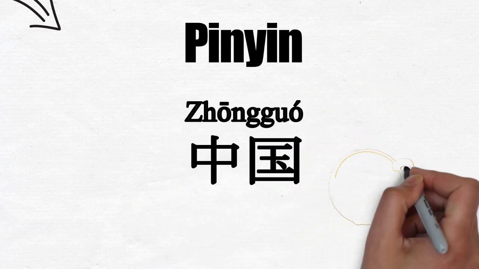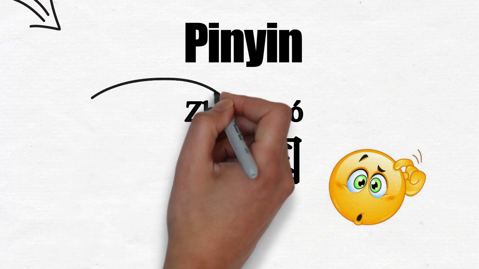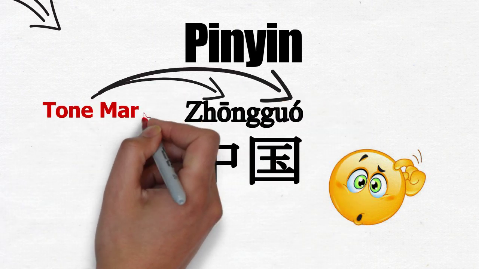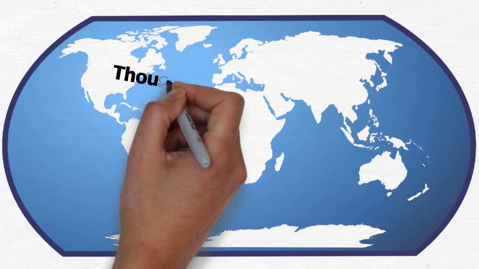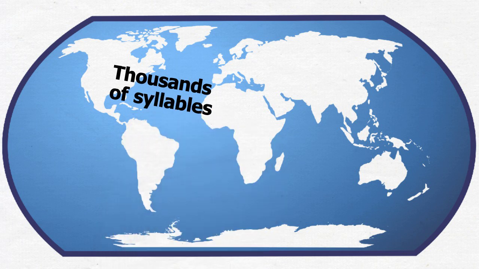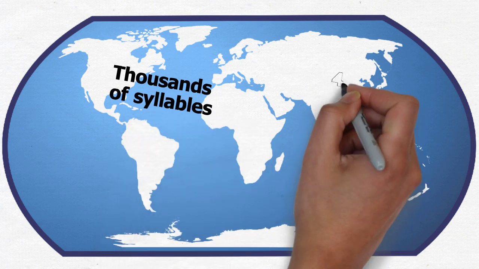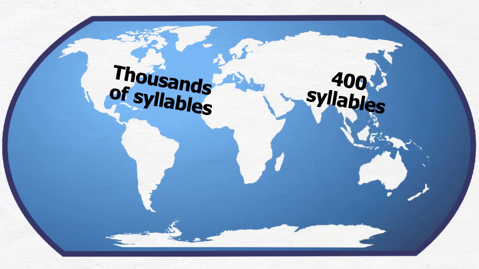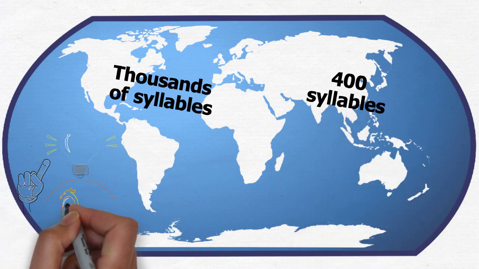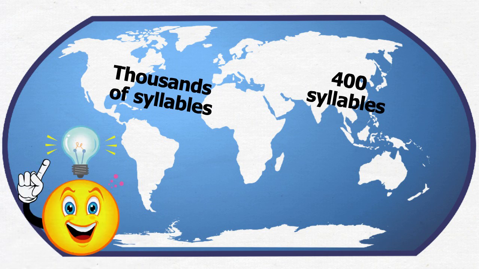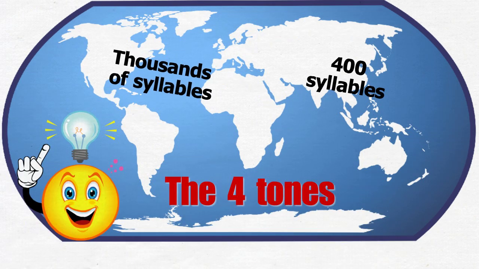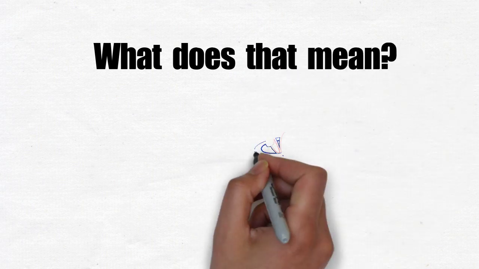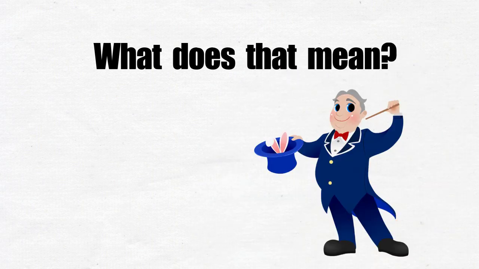Now, what about all these accents on the symbols? They're called tone marks, and there are four different tones in total. Compared to thousands of syllables in Western languages, the Chinese language only has about 400 possible syllables. To compensate for the lack of different sounds, the Chinese came up with four different ways to pronounce each syllable, the four tones. Now, what does that mean? Changing the tone magically changes the meaning.